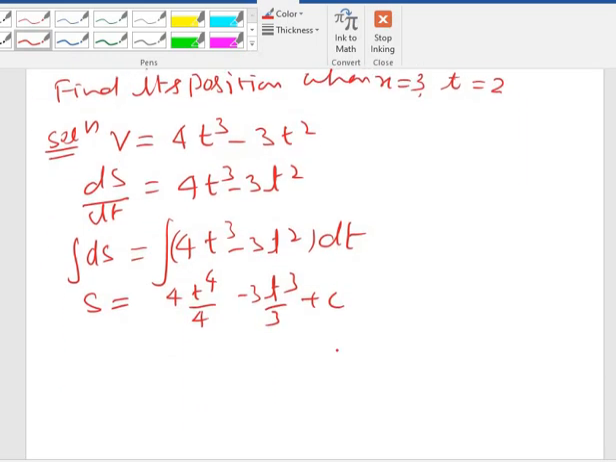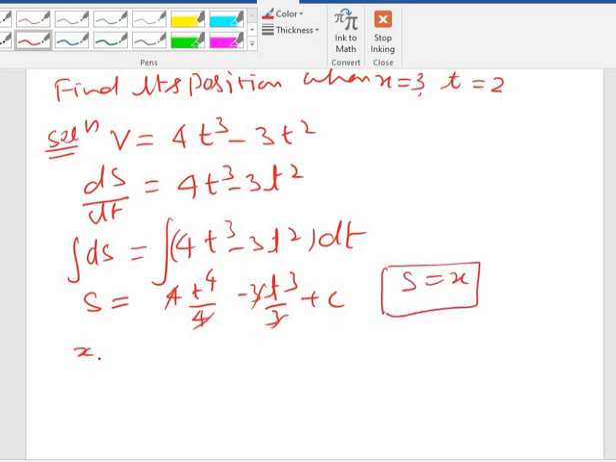So simplify it. Here s means displacement, and in the question displacement is given as x, so I am writing x here. So x is equal to t power 4 minus t power 3 plus c.